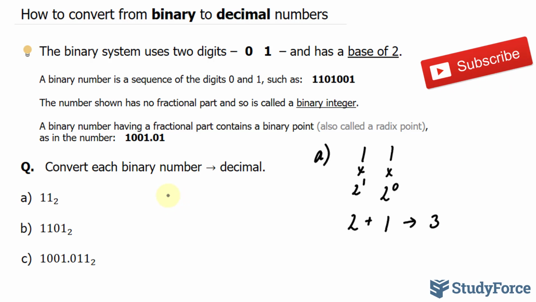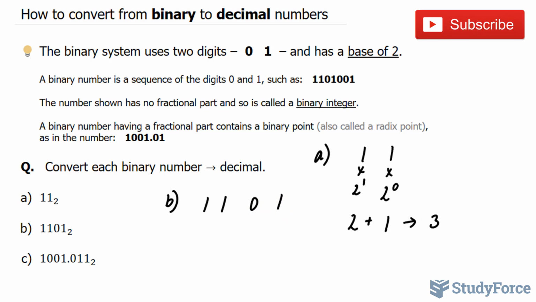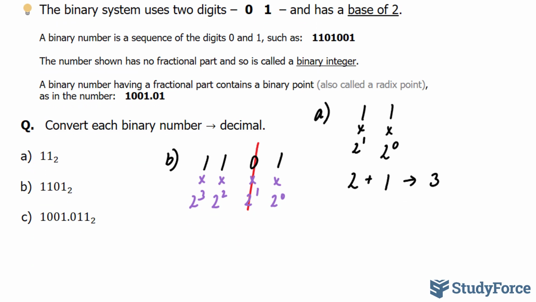Let's move on to B. This time we have 1, 1, 0, and 1. Slightly more complicated. 1 times 2 to the power of 0, 0 times 2 to the power of 1, 1 times 2 to the power of 2, and 1 times 2 to the power of 3. Right from the get-go, I know anything times 0 goes to 0. So I don't have to worry about that.